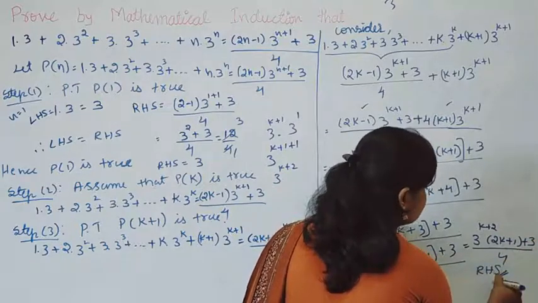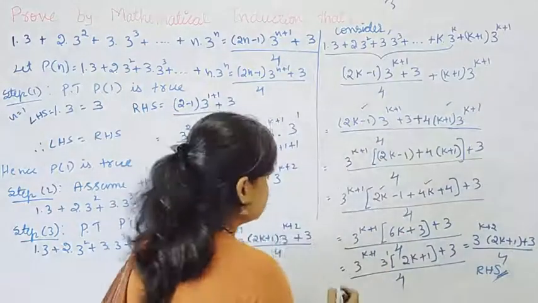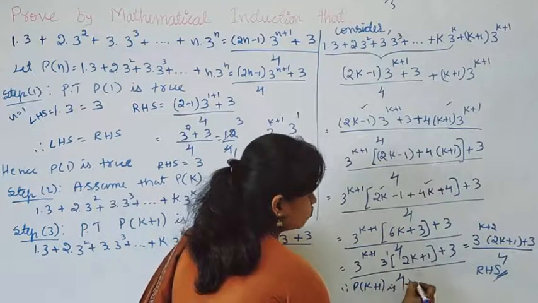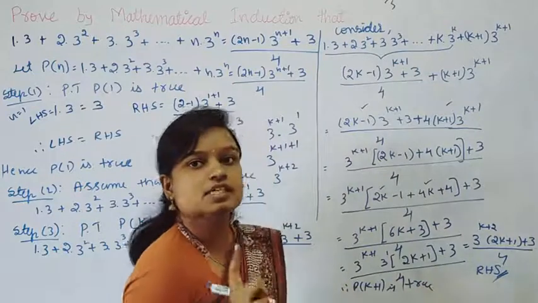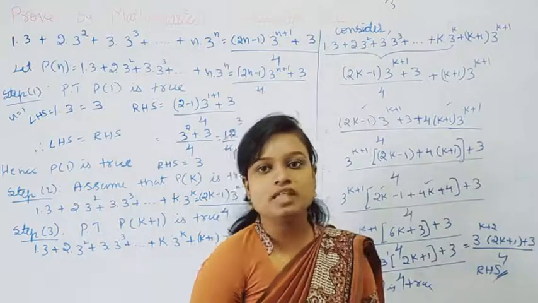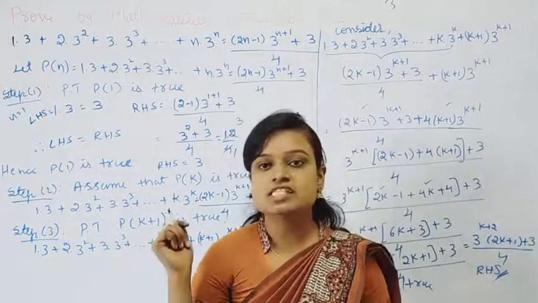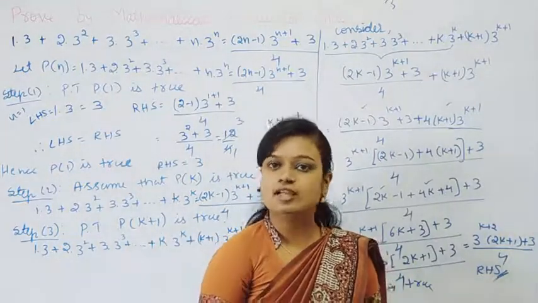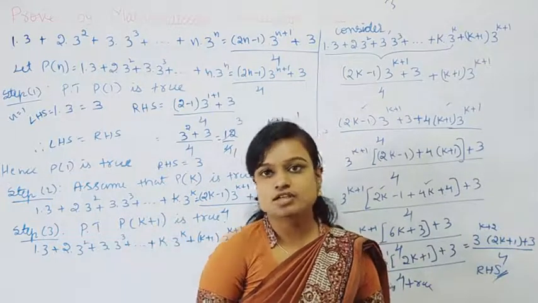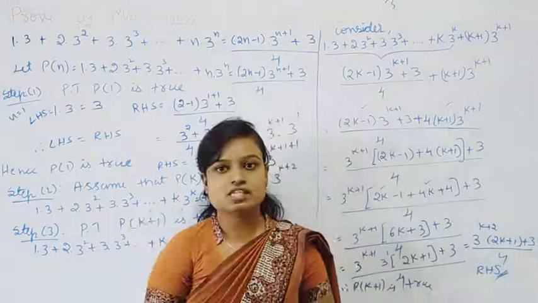This is nothing but our RHS. So therefore P of k plus 1 is true. So all the conditions are satisfied. At the end you must write, by the principle of mathematical induction, the given result is true for all natural numbers. Understand? I continue this session in my next session. I continue this topic in my next session. Thank you.